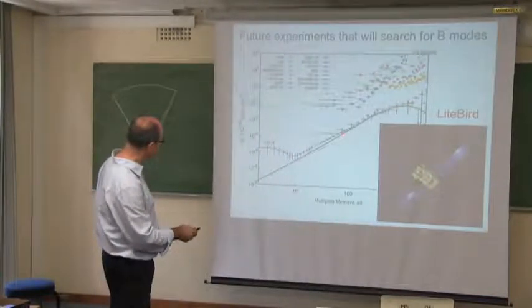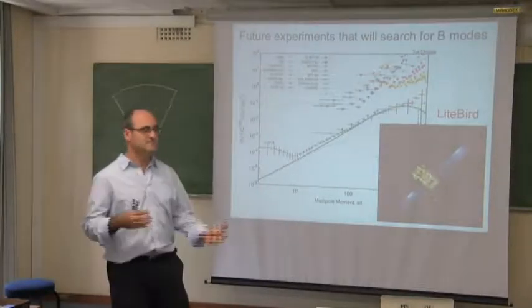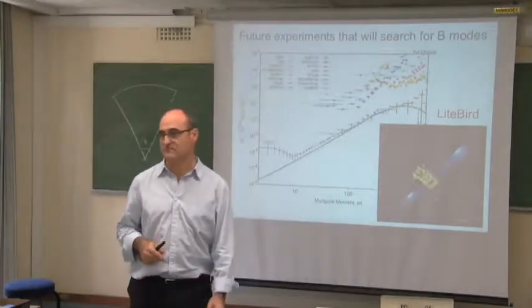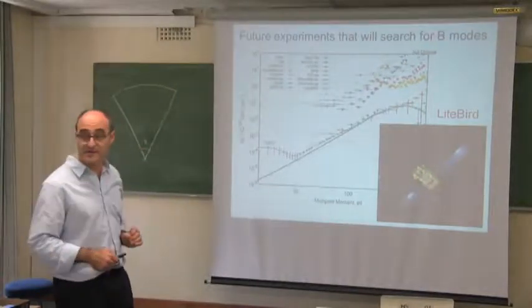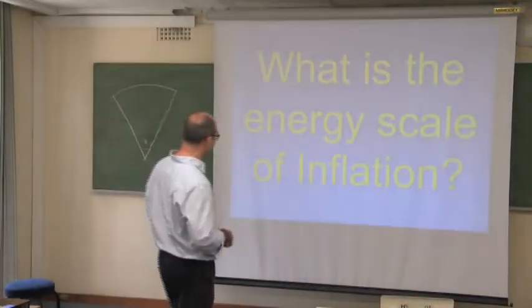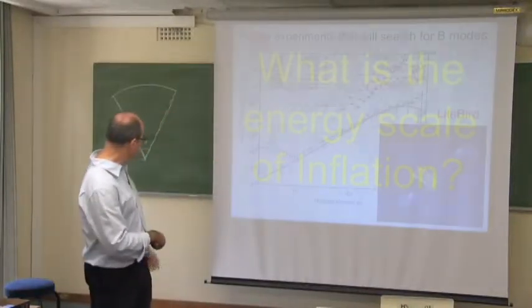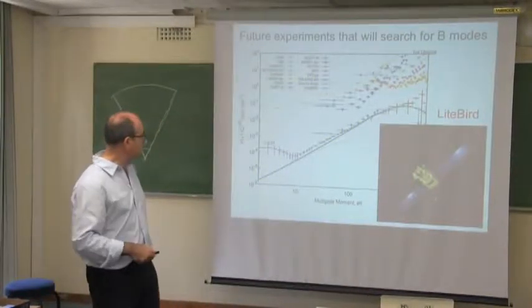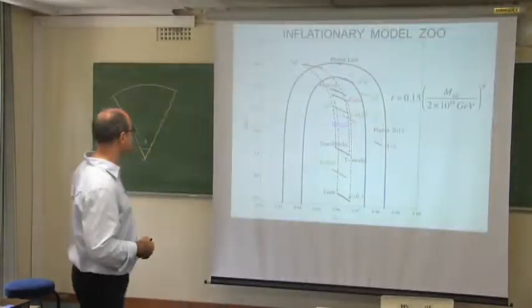LiteBIRD, in the meantime, might be able to tell us if the tensor to scalar ratio is bigger than 5 to the minus 3. For instance, if it's 0.01, it will measure very accurately. Okay? So, if it does measure at the level of 10 to the minus 2 or so, then what does this tell us about the scale of inflation?